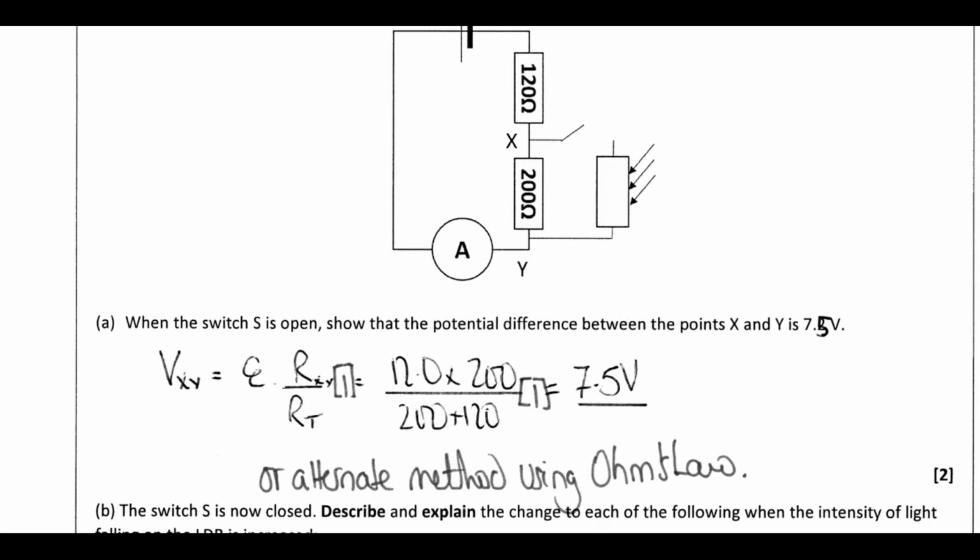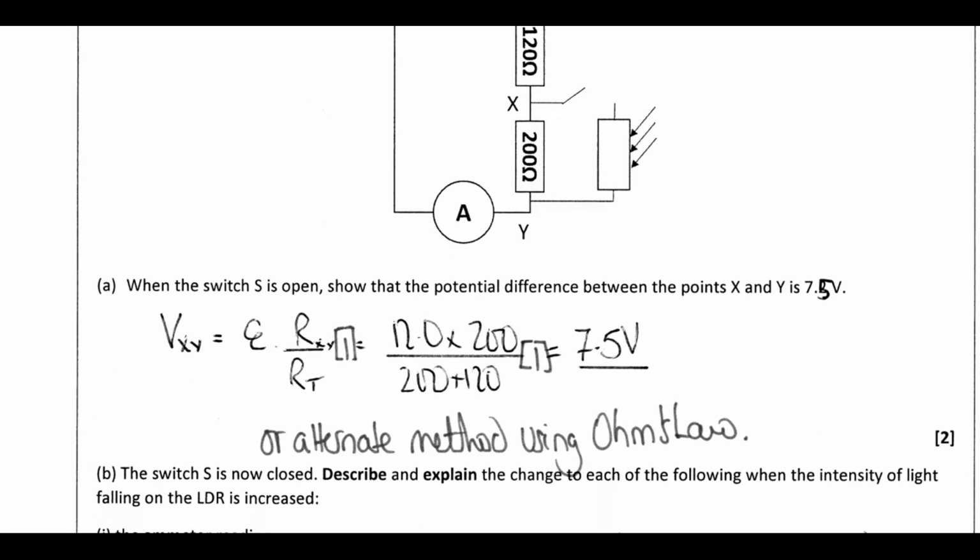So I'm going to use a potential divider equation. It's the quickest way to the answer. So this is the general form of it. So we want to know the potential difference across X, Y. So we put the resistance of X, Y on the top, which at the moment is 200. And then the total resistance is 200 plus 120, so that's in your bottom line. The EMF is the potential difference across those two resistors, so we'd multiply by 12. We've got a mark for showing the number substituted in, and the final answer is 7.5.